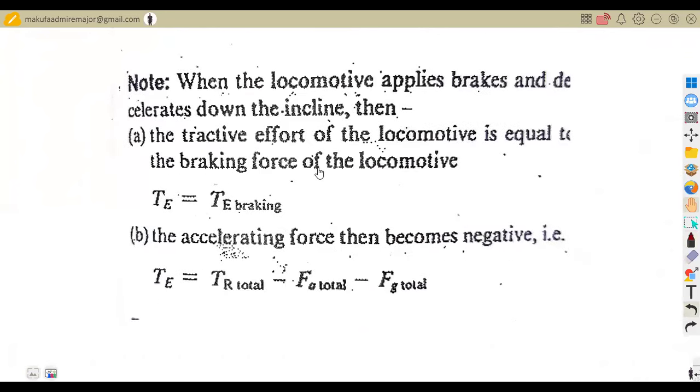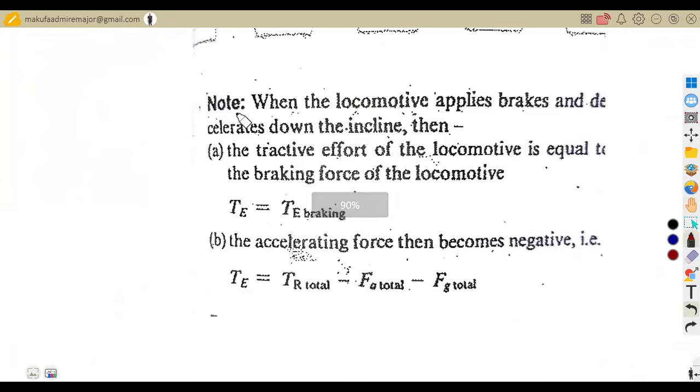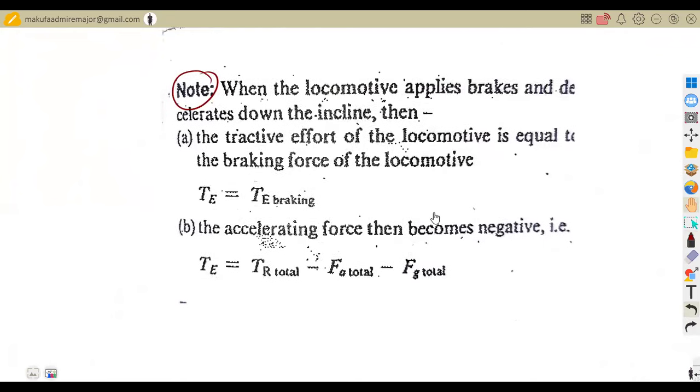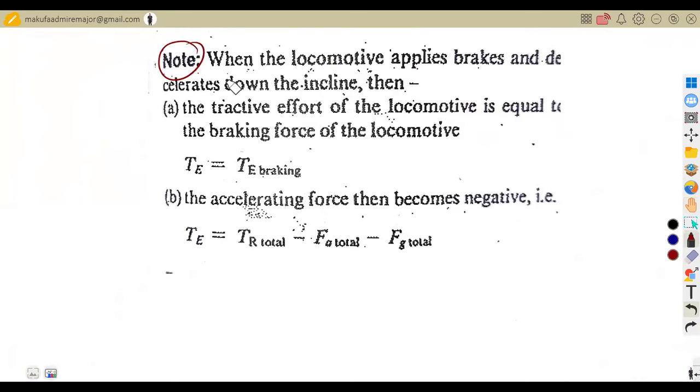Then the other important thing, please, take into consideration this part: when the locomotive applies brakes, what does it mean? It is now decelerating down to rest. Whenever the brakes are being applied and it is going down the incline, the tractive effort of the locomotive is equal to the braking force. Please be careful with that. The tractive force is equal to the what? To the braking force.